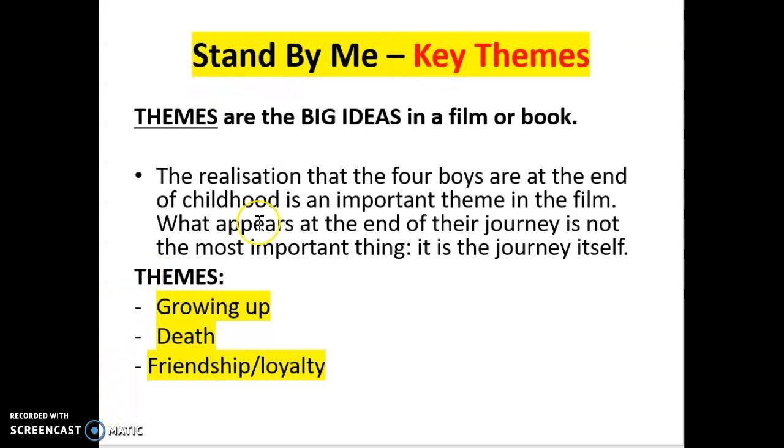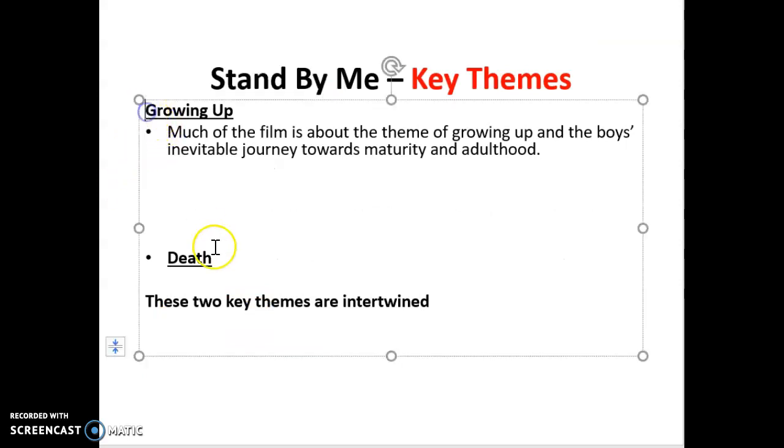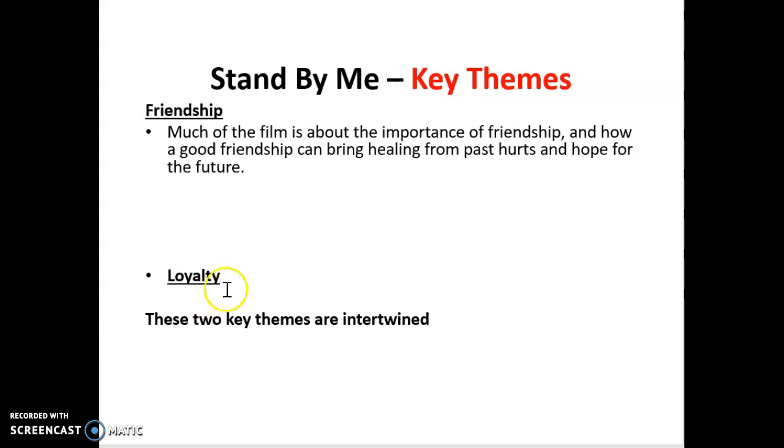So you should have written all that in your book by now. Finally, I'm just going to talk you through this. You don't have to copy these. Much of this film is about the theme of growing up and the boys' inevitable journey towards maturity and adulthood. And death. These two key themes are intertwined. The two key themes that are intertwined as well are the themes of friendship and loyalty. Much of this film is about the importance of friendship and how a good friendship can bring healing from past hurts and hope for the future.